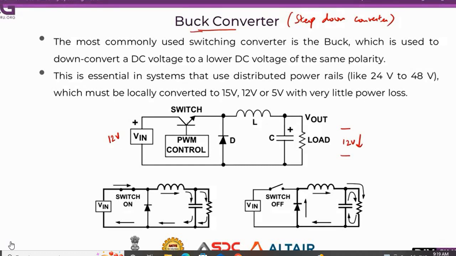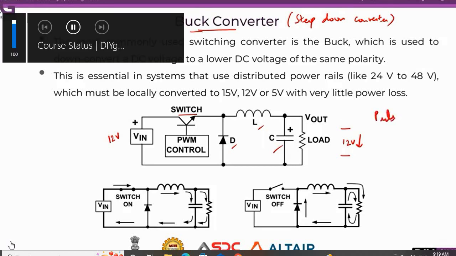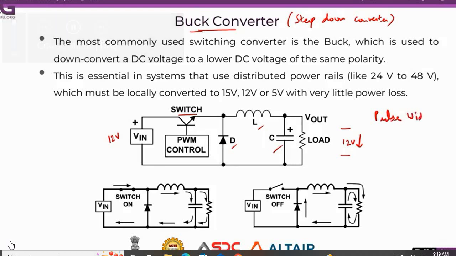So here we have a switch, a power electronic switch, a diode, an inductance as well as a capacitor. This switch is controlled by a PWM control technique. First of all, we will see what PWM is. PWM is nothing but pulse width modulation. A modulation technique is used for turning on and off this power electronic switch.